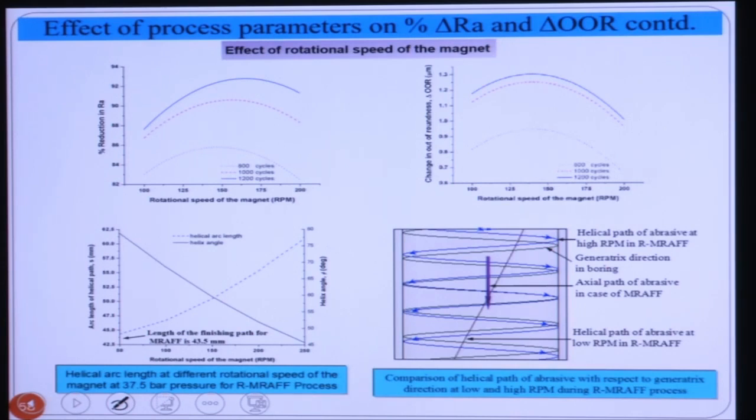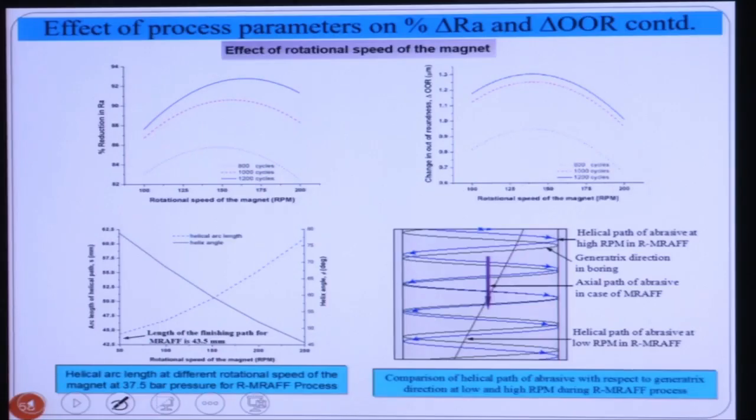But with the increase in the rotational speed of the magnet, you can see here your arc length increases. So it is covering more path on the workpiece surface. That's why surface roughness improves initially, but after that, because it is taking the same path, surface roughness deteriorates.